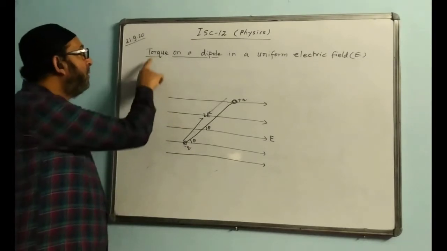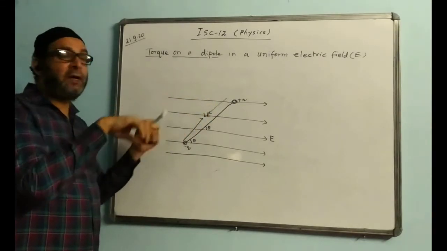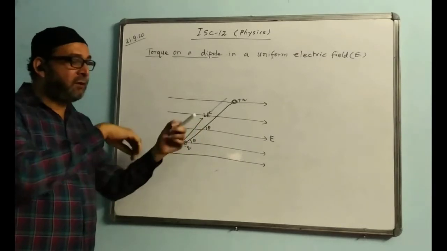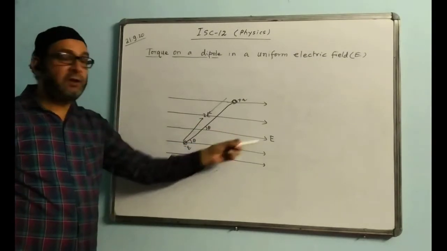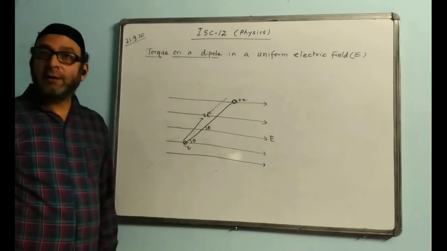When we place a dipole in a uniform electric field, there will be torque. Torque is a turning effect. The dipole will start rotating about its midpoint inside the electric field region. Why does that happen? What is the reason for it?